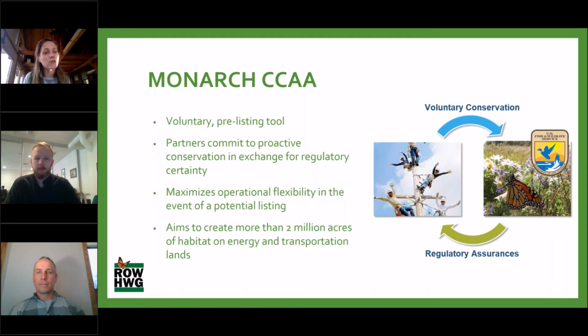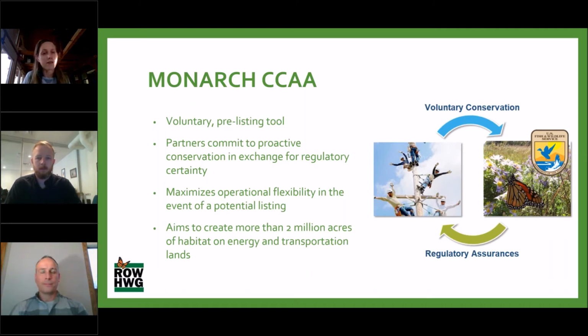So it's a really unique tool that's very innovative in helping to promote this conservation work on the lands, but also provide a lot of operational flexibility, particularly in the event that the monarch butterfly becomes a listed species. So this particular agreement that we finalized earlier this year aims to create more than 2 million acres of habitat on energy and transportation lands across the USA.